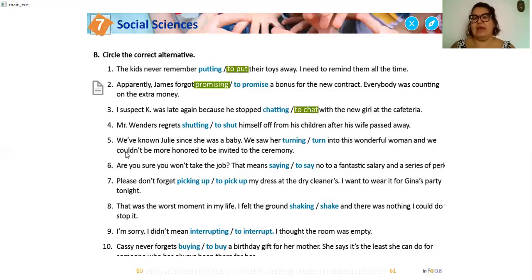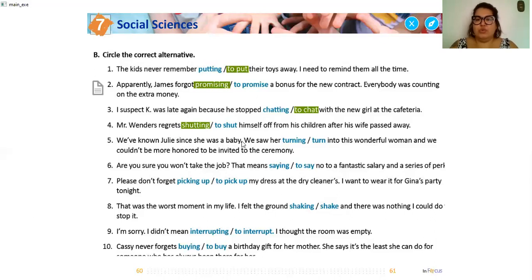So to chat. Mr. Wenders regrets shutting himself off from his children after his wife passed away. So he regrets shutting. It's similar to forget. I regret doing something that I already did. I may regret to do something that I will do or am doing in the present.